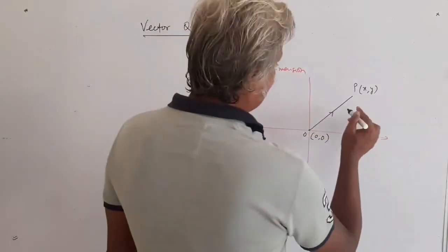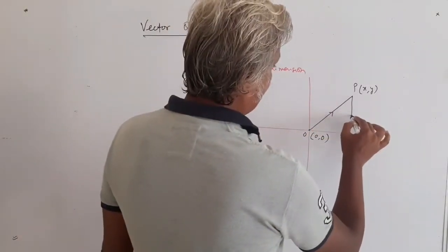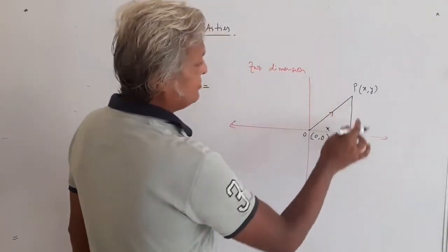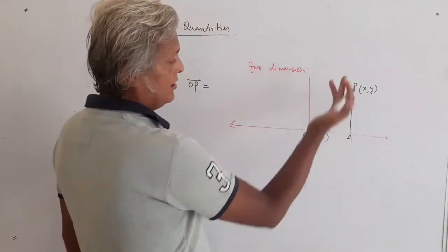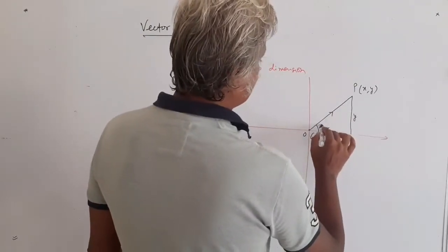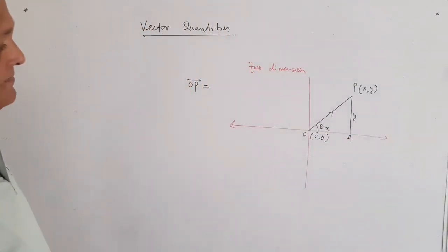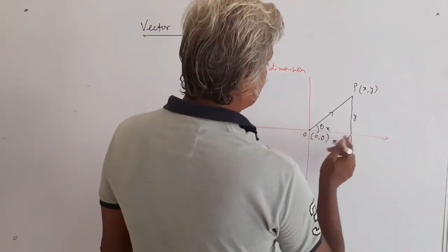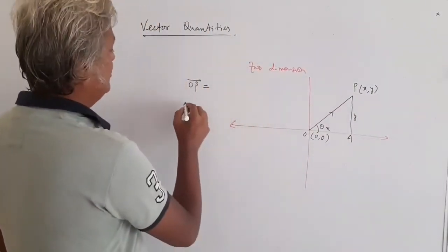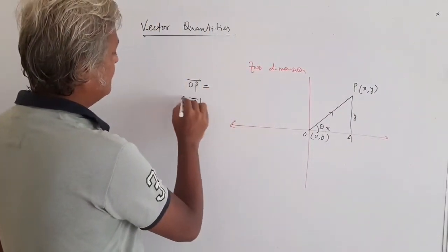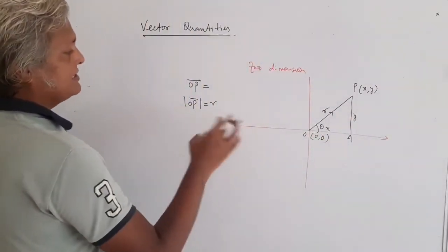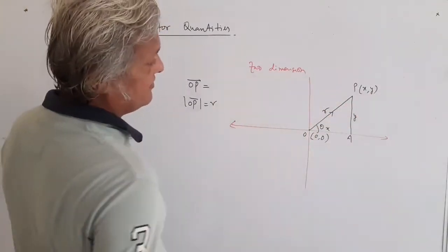Now I drop a perpendicular from here. This part, OA, is X, and this part, AP, is Y. Now if this one makes an angle theta, then this part will be X equals R cos theta, because the length of this one, the mod of OP, is R. So OP bar has magnitude R, and it is the position vector of the point P.